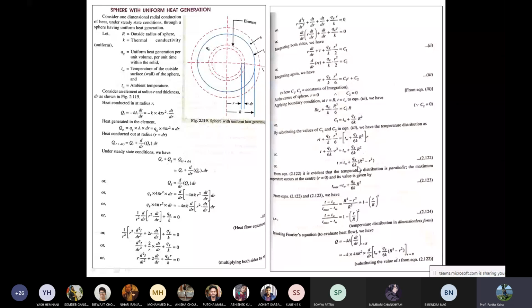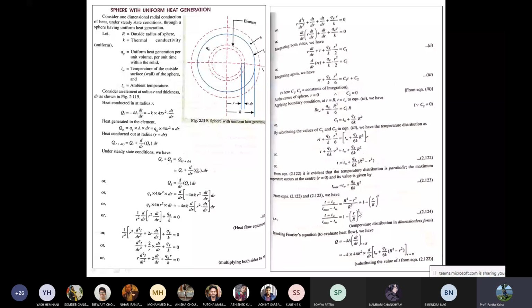Now the maximum temperature will be at the center, when small r equal to 0. So this becomes 0, and Tmax becomes Tw plus qg/6k R squared. So if you divide this by this, you get (T minus Tw)/(Tmax minus Tw) equal to 1 minus (r/R) squared. Most important, see this term: (T minus Tw)/(Tmax minus Tw) equal to 1 minus (r/R) whole squared is the same for sphere as well as for cylinders.